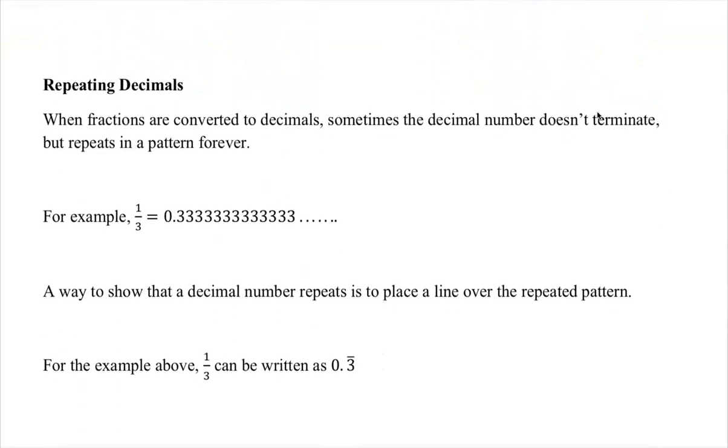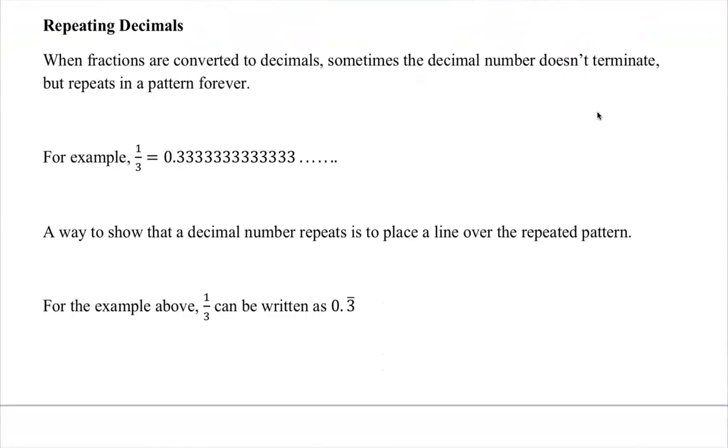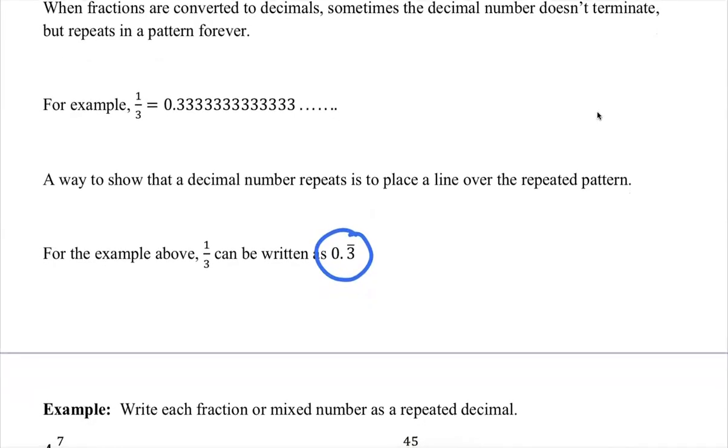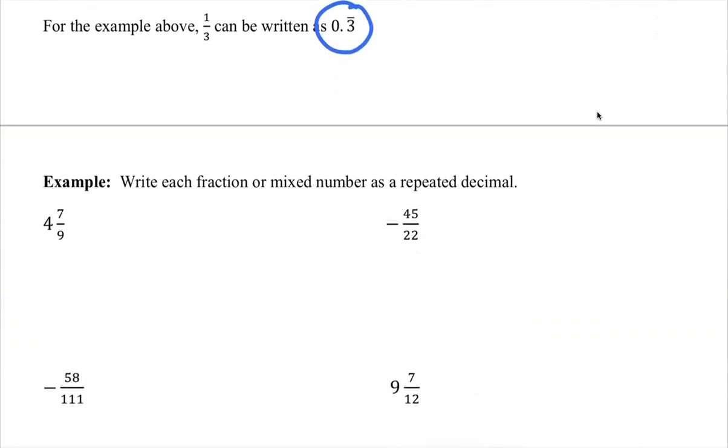Repeating decimals. When fractions are converted to decimals, sometimes the decimal doesn't end, it just repeats. For example, 1/3, if you check that out on your calculator, 1 divided by 3 is 0.3 and it doesn't end. So a way to show that is this notation, 0.3 with a line over it. That line over the digit indicates that that digit repeats. So let's check these out. For example, we know from above that 4 is the whole number part. When we do 7 divided by 9, there's the digit 7 that repeats, so that 7 would get a line over it.